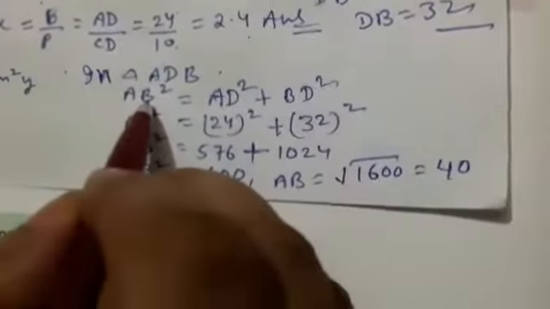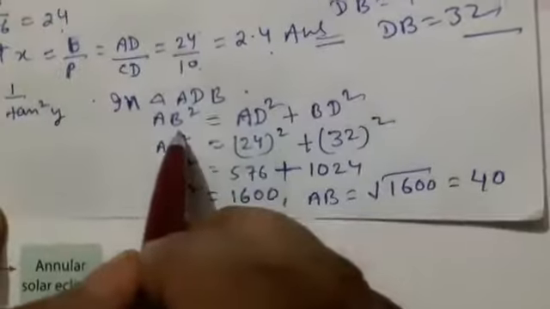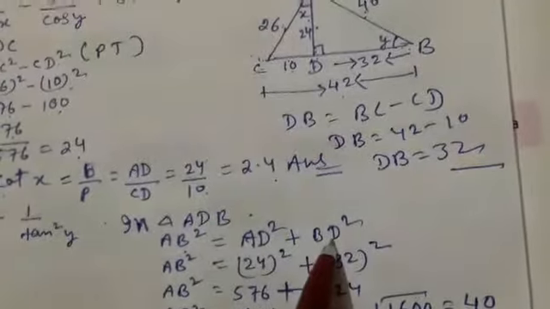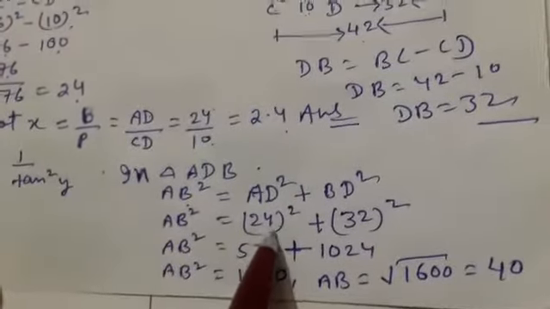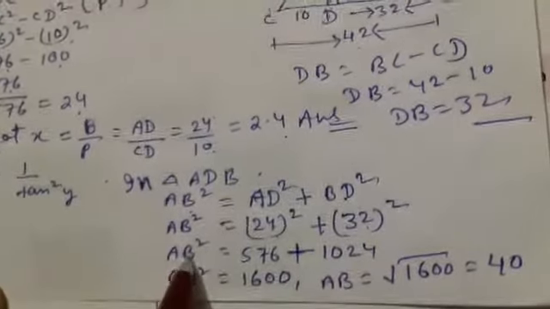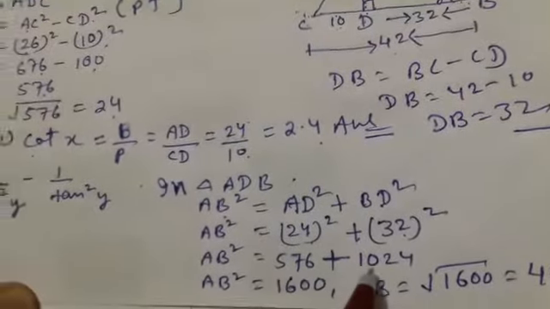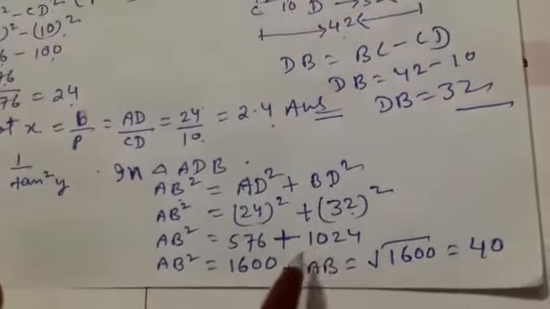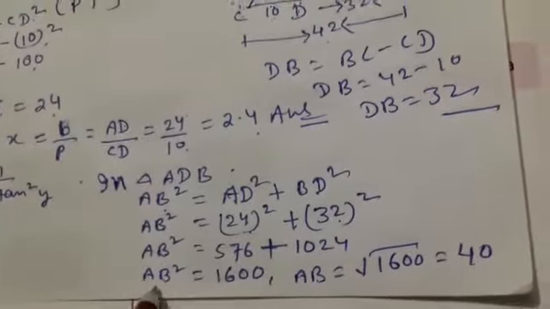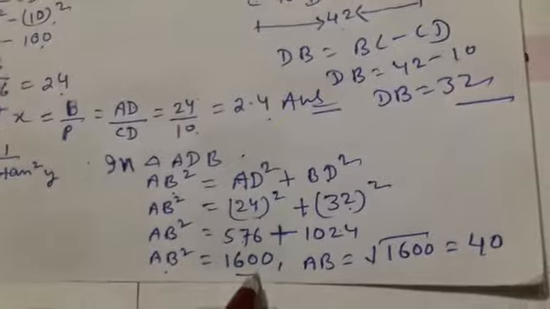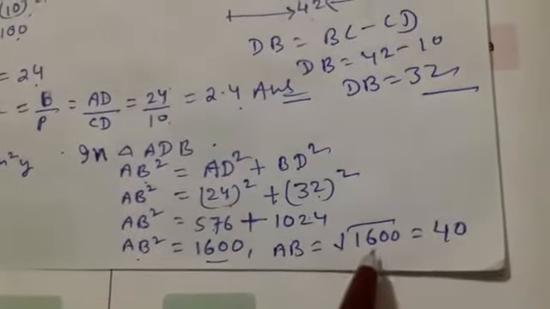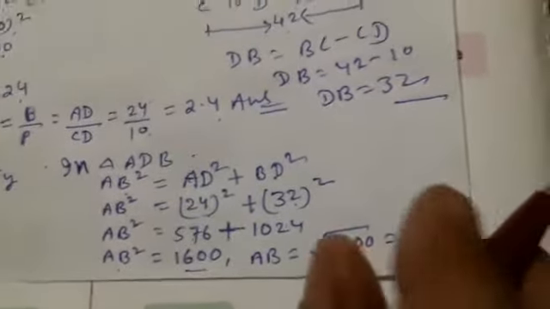Now let us see. AB square is equal to, this is the hypotenuse. So hypotenuse square is equal to perpendicular square plus base square. So AB square is equal to 24 square plus 32 square. So AB square is equal to 576 plus 1024. After adding we will get 1600. So AB is equal to root over 1600, that is equal to 40.